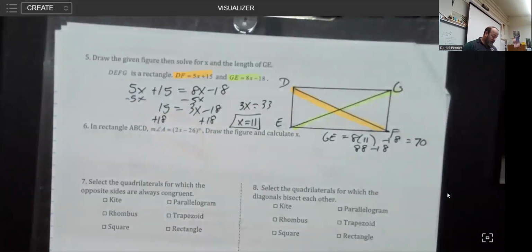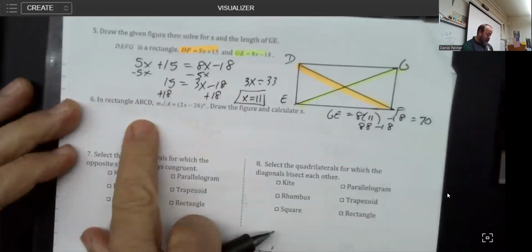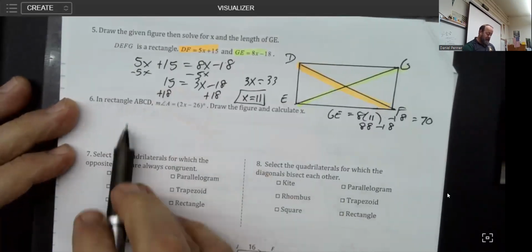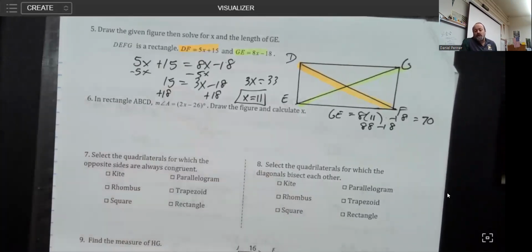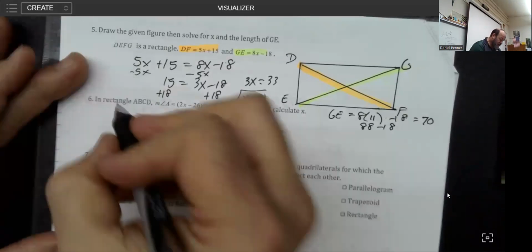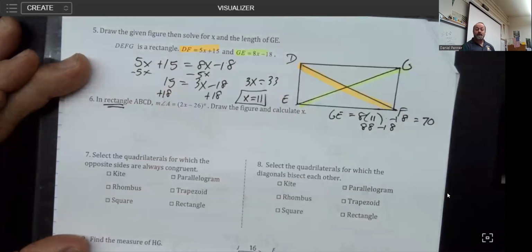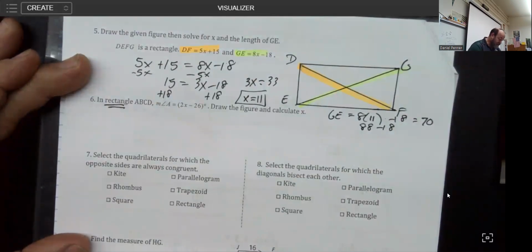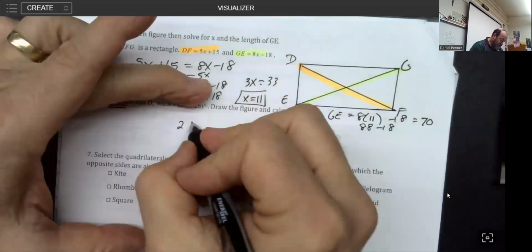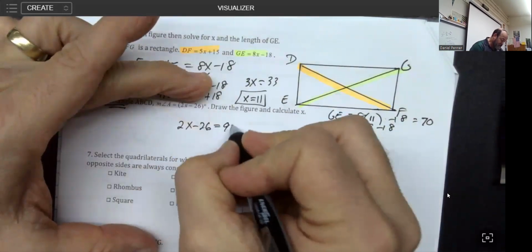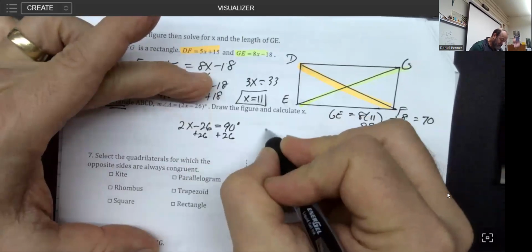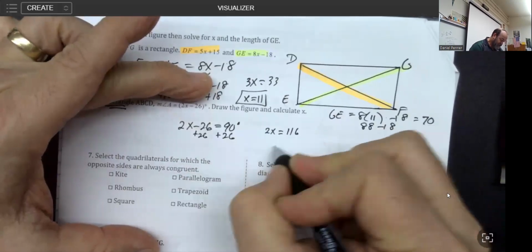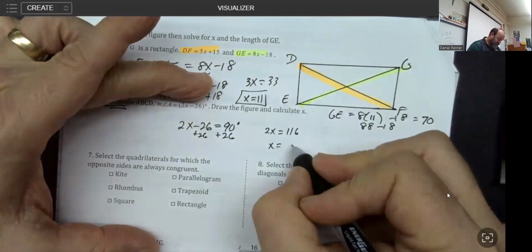Cool. All right. Now, in a new rectangle, ABCD, it says the measure of the angle. Well, in this case, we could draw the figure, but we really don't need the figure because as soon as you have a rectangle, we should know that the measure of every angle is 90 degrees. So we're just going to go 2x minus 26 equals 90 degrees. We'll add 26. That tells me that 2x is 116. And therefore x would be 58.